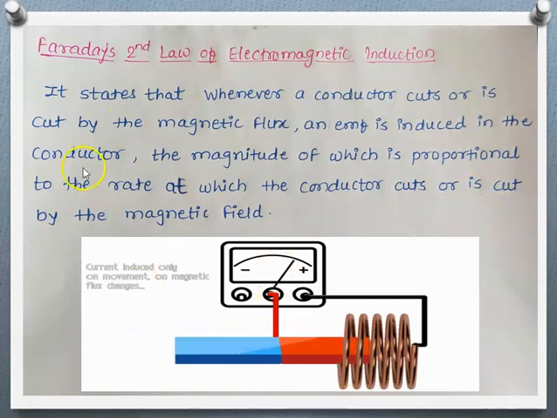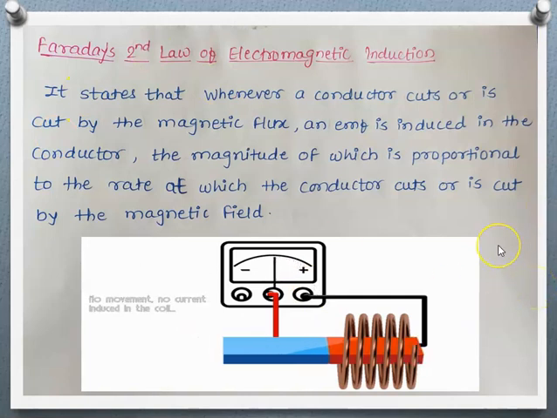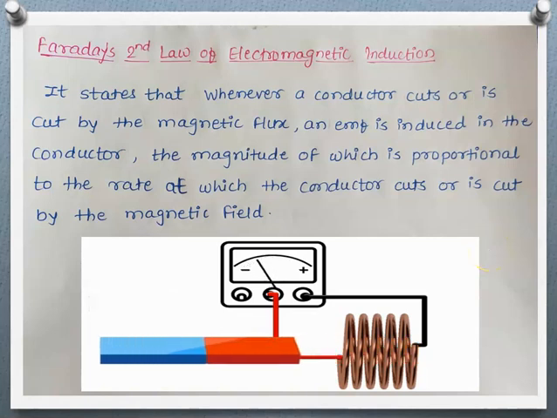That means there are three conditions to generate the EMF. The first one is a conductor, the second one is a magnetic field, and the third one is a relative motion between them.